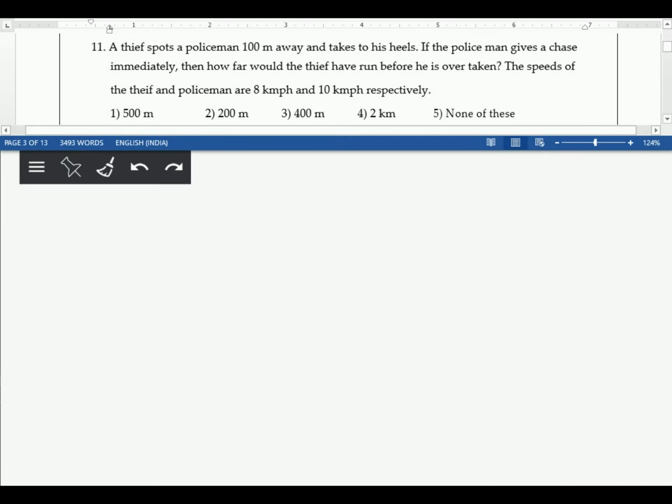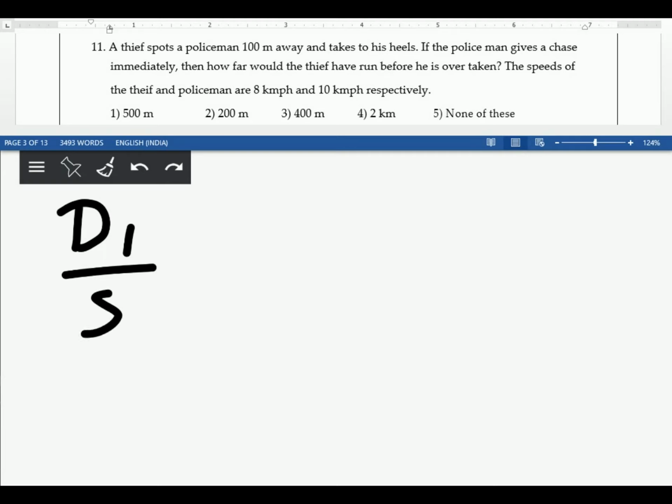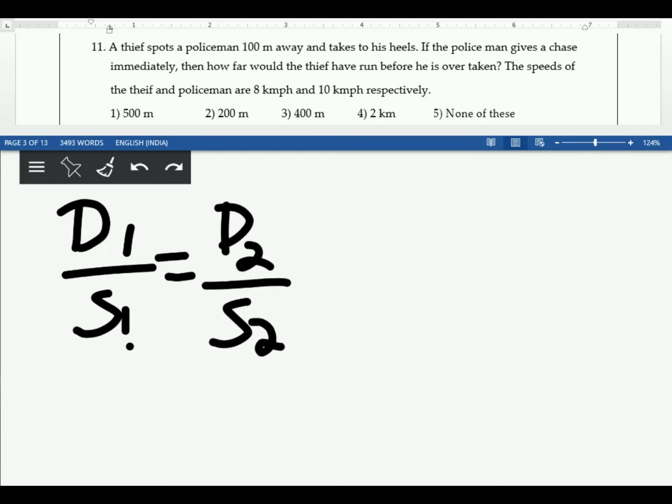11th question. A thief spots a policeman 100 meters away and takes to his heels. If the policeman gives a chase immediately, then how far would the thief have run before he is overtaken? The speeds of the thief and the policeman are 8 kilometers per hour and 10 kilometers per hour respectively. Here the time is same, so we can use the equation d1 by s1 is equal to d2 by s2, because the time is same.